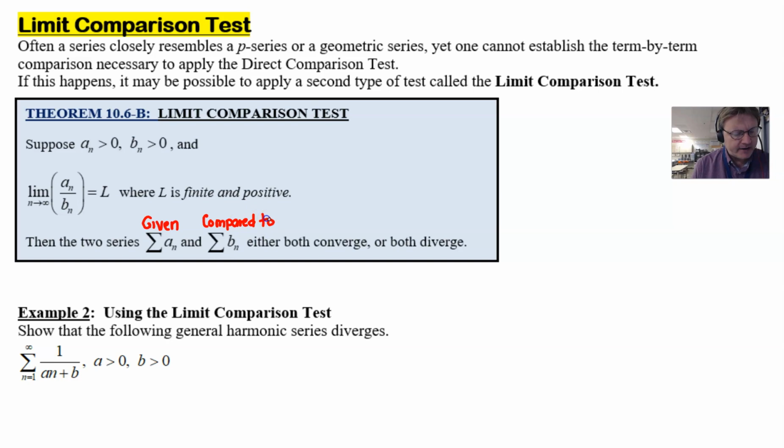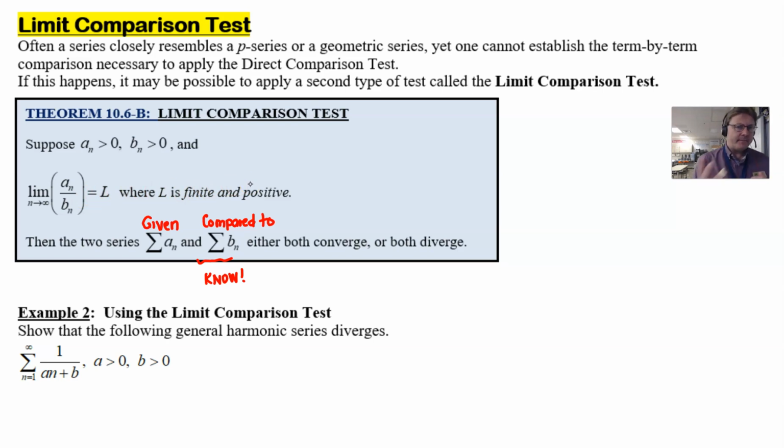Obviously, what you compared it to, you have to know what it does, right? So we know its behavior. Then whatever the summation of b sub n does, the summation of a sub n will do, as long as the limit of this quotient is some finite and positive number.